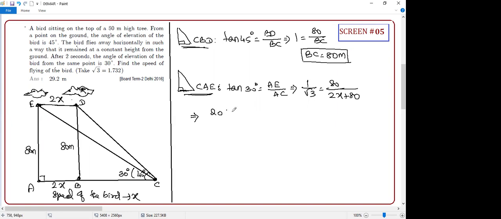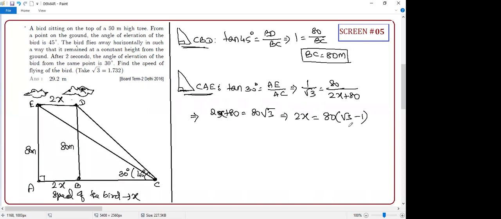Yes, sir. x plus 80 equal to 80√3. 2x, okay. So now tell me, which implies 2x equal to what? 80(√3 minus 1). Correct or not? I'm moving 80, minus 80, then 80 I'm taking out.